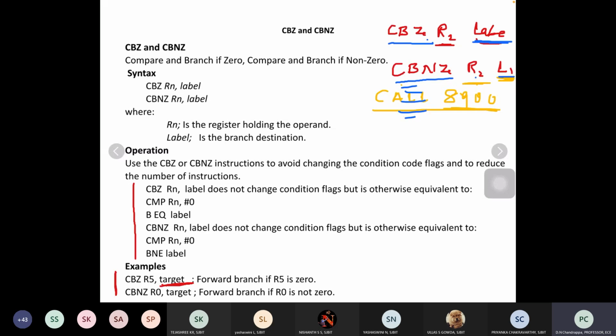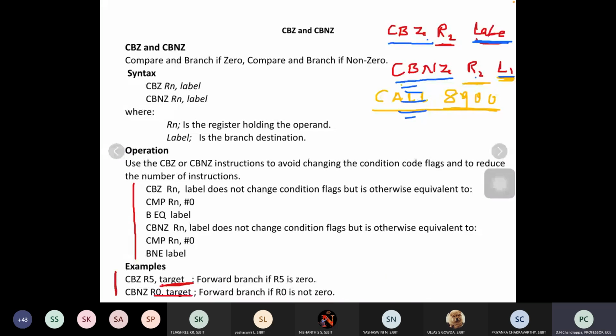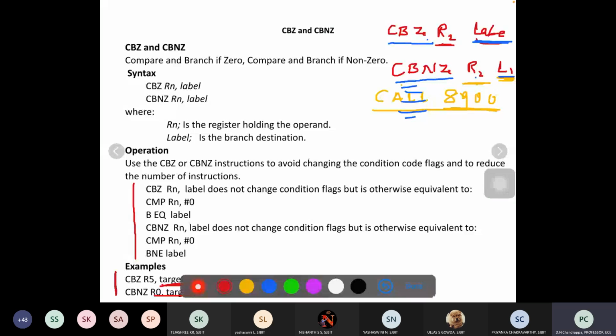Similarly, the second instruction is compare and branch if non-zero. So if R0 is non-zero, then only go to the target. Suppose R0 becomes 0, go to the next instruction. It does not happen with the branch instructions. These are the two instructions: one is called CBZ, another is called CBNZ. These two instructions are conditional instructions.